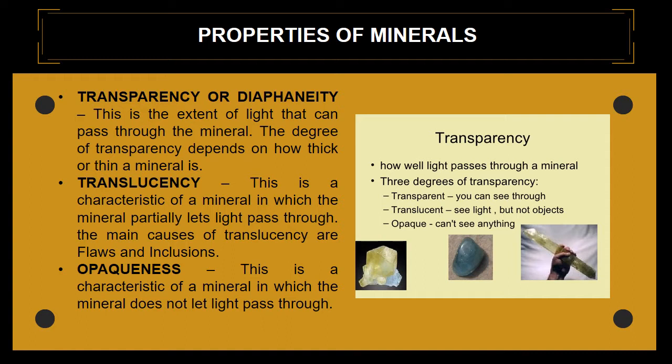Pag gilid lang hinawakan mo, wala ka pa rin makikita. As in, nabablock niya lahat ng color o ng light. So, we have here translucency. This is the characteristic of a mineral in which the mineral partially lets light pass through. Yun yung kanina. So, main causes of translucency are flaws and inclusions. So, yan yung main cause, di ba? Main cause ng translucency yan.